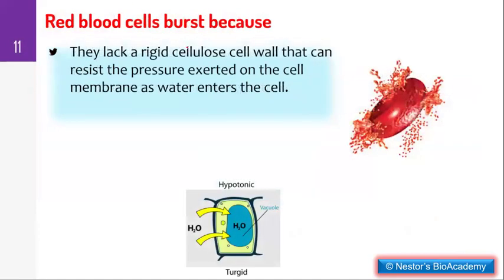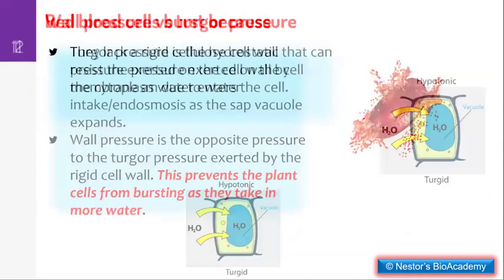Now, the red blood cells will always burst because they lack the cell wall. The cell wall is always made up of a rigid cellulose that can resist the pressure exerted on the cell membrane as water enters the cell. So remember, the plant cells have it, but the red blood cells do not. The red blood cells only have the cell membrane, which is not able to resist the pressure as water enters the cell by osmosis.